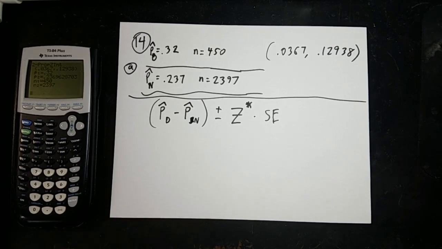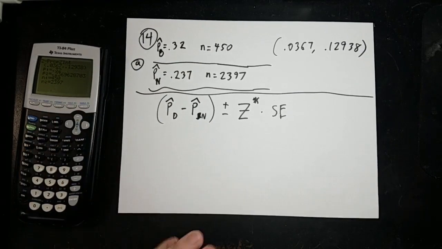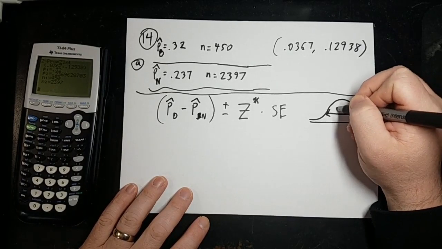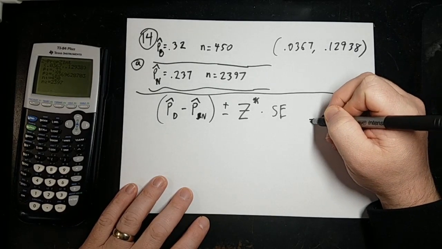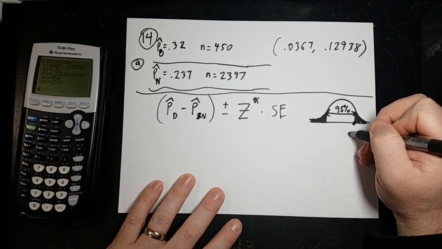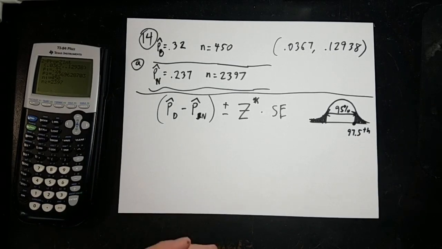It's a little bit weird. I'm going to show you how you could do that. Now, the Z star, if you have the graphing calculator, of course, is not that difficult to get. It's a 95% confidence. With 95% confidence, you are not capturing the outer 5%, which is split symmetrically, which means it's the 97.5th percentile. I'm going to show you a couple different ways you could do this.